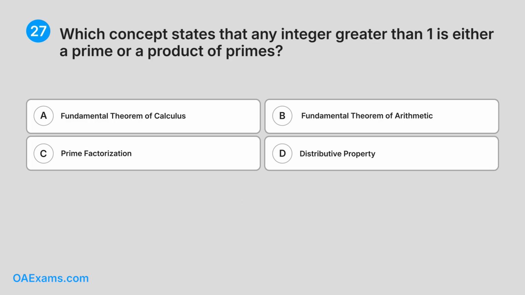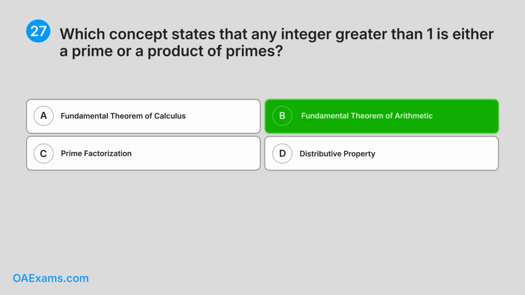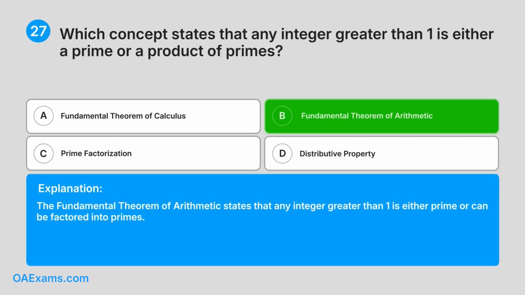Correct answer. B. Fundamental theorem of arithmetic. Explanation. The fundamental theorem of arithmetic states that any integer greater than 1 is either prime or can be factored into primes.